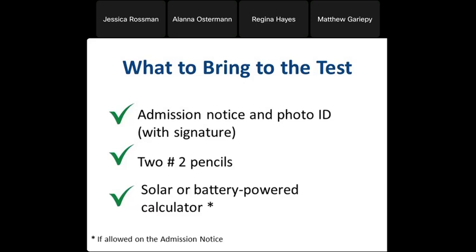So on the day of the exam, Carlos is bringing the following: his admission notice, a photo ID that contains his signature, 2 number 2 pencils, and a solar or battery-powered calculator. The admission notice acts as Carlos's ticket into the exam, and he'll need to present it at the test site. The photo ID with signature proves his identity. The number 2 pencils are for filling out the test booklet, and the calculator and other items are specified as needed on the admission notice. Please note you won't be allowed to use your cell phone as a calculator. The admission notice will also mention any items that you can bring with you, such as a quiet snack or a drink.